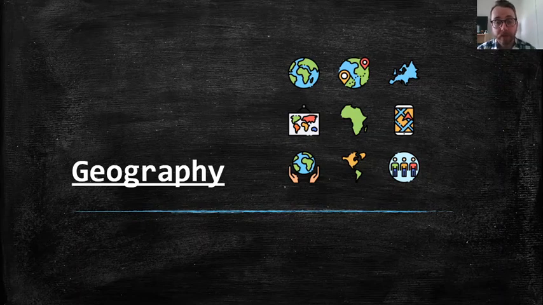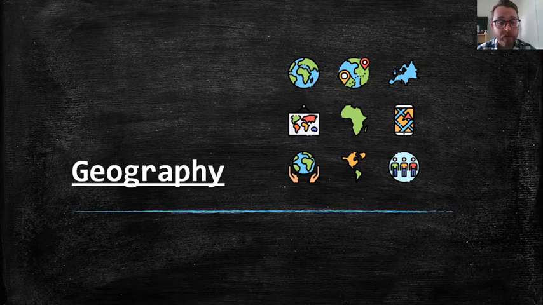Tapley here for your first lesson of Term 4, Year 9 Geography. This term we're looking at our final topic in Humanities. We've looked at economics, we've looked at civics, we've looked at history, and now we're finishing with geography.